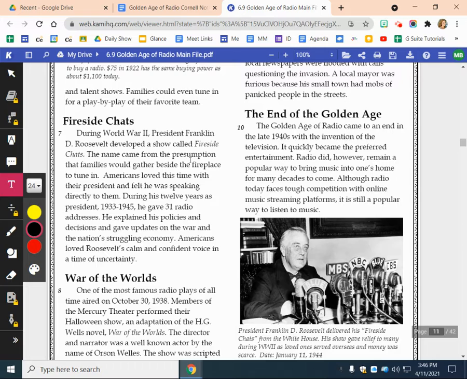So the name came from the presumption that families would gather beside the fireplace to tune in. That's why they're called fireside chats. Americans loved this time with their president and felt he was speaking directly to them. During his 12 years as president, from 1933 to 1945, he gave 31 radio addresses. He explained his policies and decisions and gave updates on the war and the nation's struggling economy. Americans loved Roosevelt's calm and confident voice in a time of uncertainty.